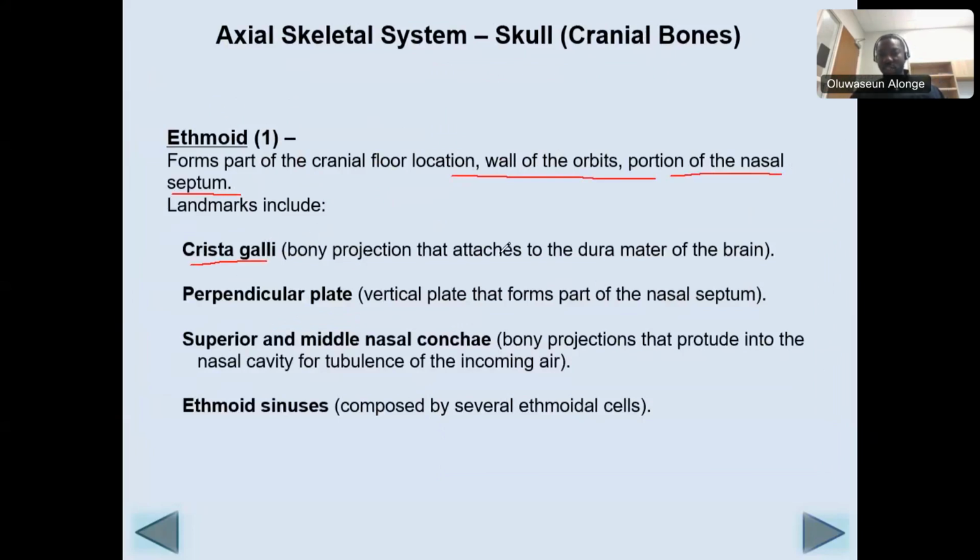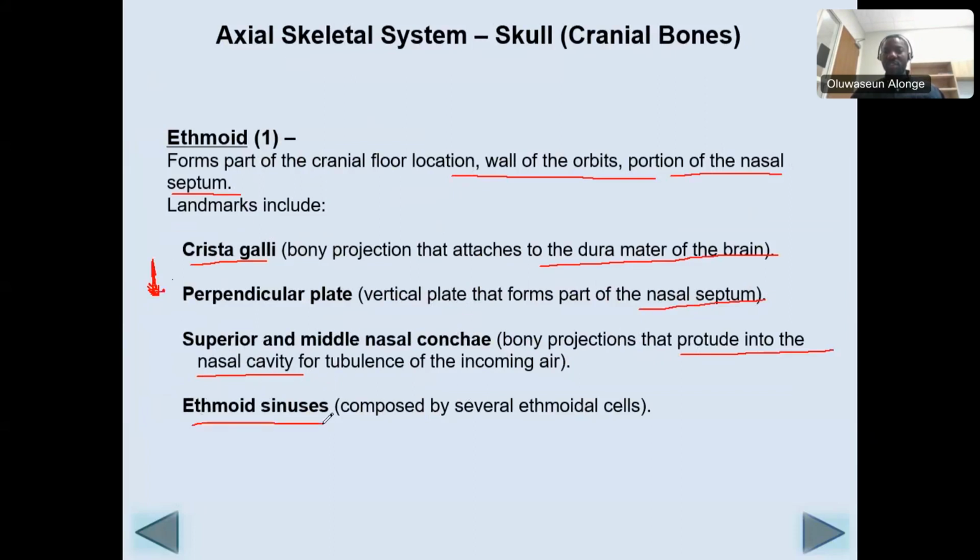Crista galli is a projection that attaches to the dura mater of the brain, and it's right on the ethmoid bone. Key thing that I mentioned earlier: the vomer and the plate that is perpendicular to the vomer. The vomer is right here, and then there's another plate that is vertical, perpendicular to the vomer. Now, the perpendicular plate is a vertical plate that forms the nasal septum, which divides the nostrils into two. So we have the superior, inferior and middle nasal conchae, which are projections that protrude into the nasal cavity as well.